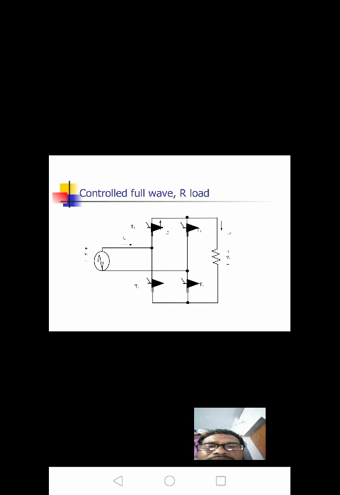T1, T2, T3, T4 are the 4 thyristors we are using for getting full control rectification, so we can get the DC output. The load is similar, R load. Calculate the average output voltage.